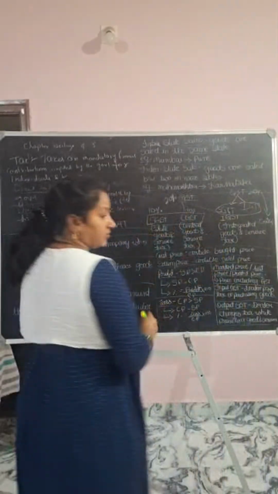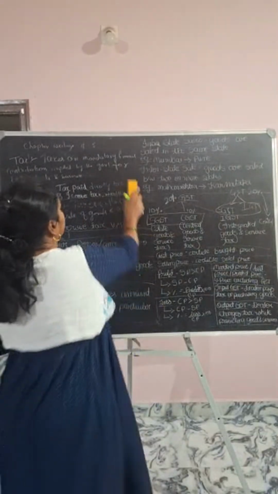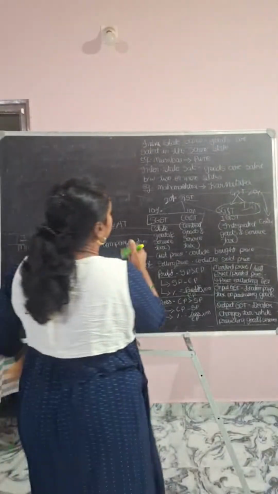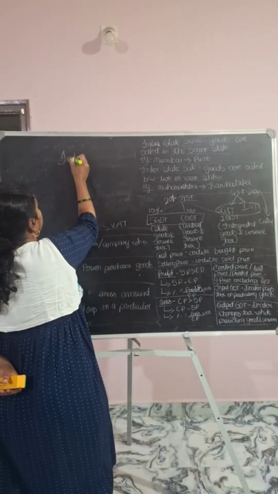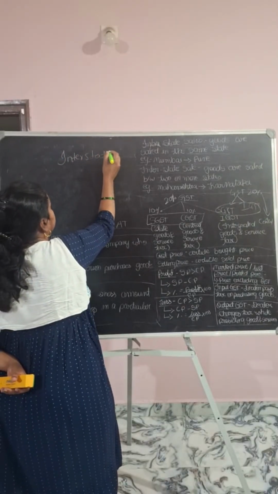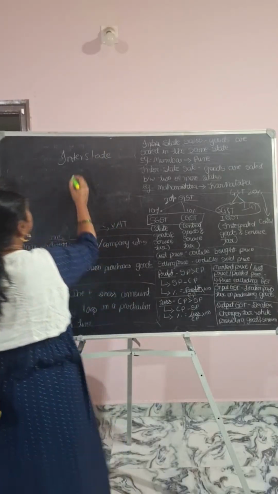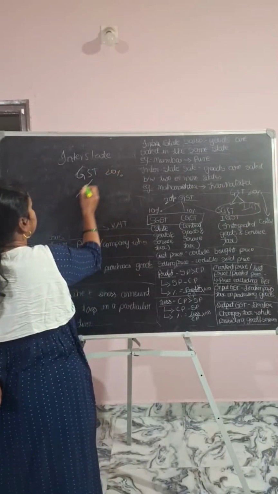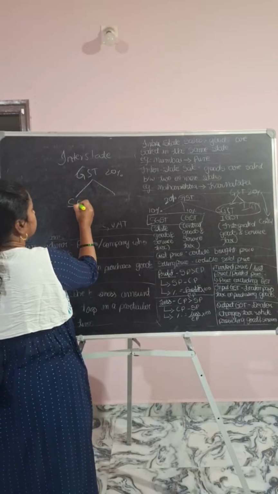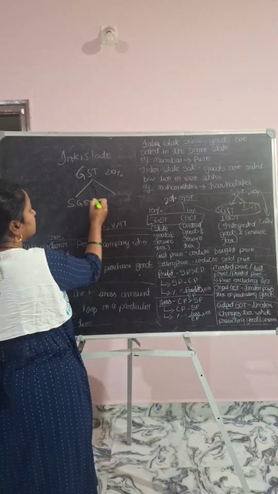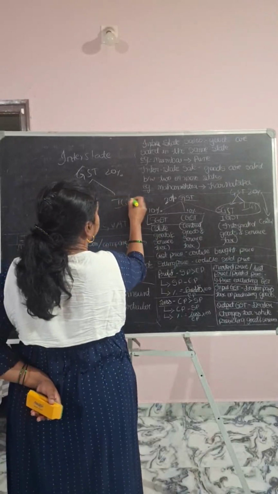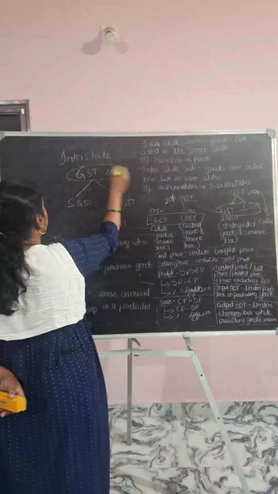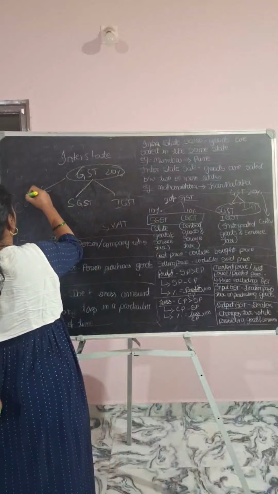In case of an interstate transaction, if the GST is 20%, the tax charged is SGST and IGST. This is called integrated goods and service tax. Here the whole 20% goes to the central government.